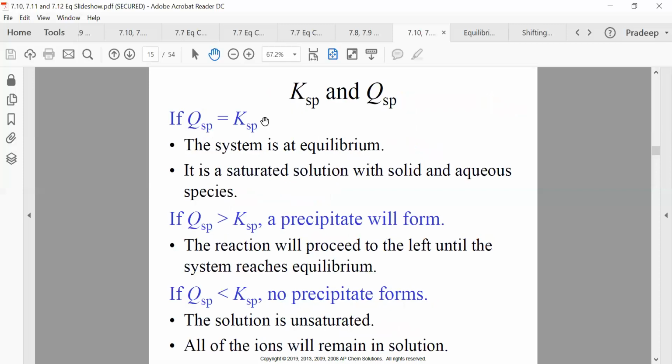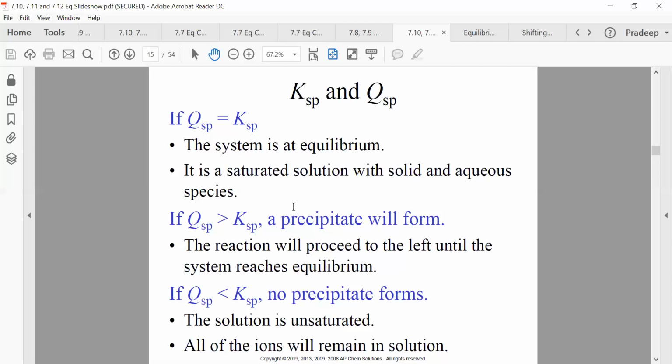All right, remember we talked about a reaction quotient. It's the same thing, the reaction quotient in terms of solubility product. If QSP is equal to KSP, then the system is at equilibrium. So if the reaction quotient of the solubility product is equal to the equilibrium solubility product, then the system is at equilibrium. It is saturated because, as I said, all saturated solutions are at equilibrium with solid and aqueous species.